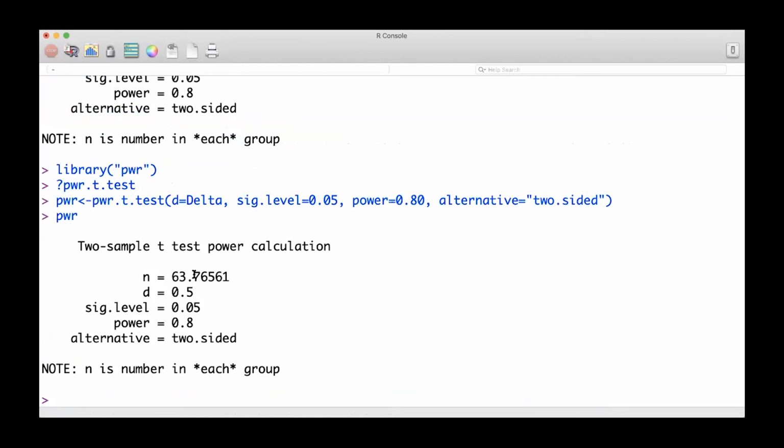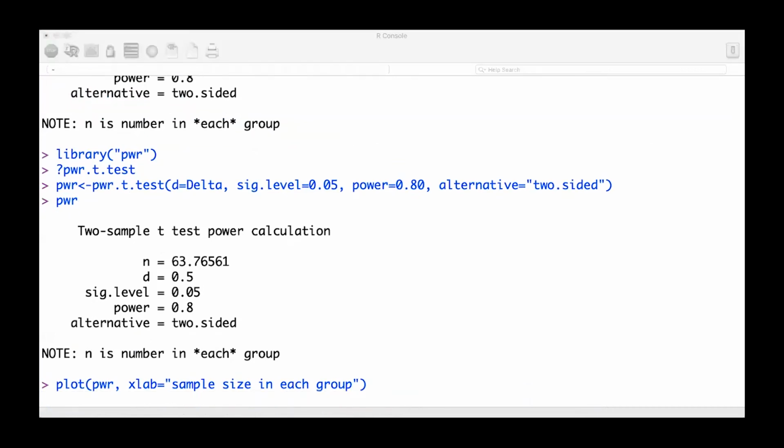So why use this? The reason is that we can plot the result, and it's the plot that makes this package and the resulting object much more flexibly used. So I can say sample size in each group. Remember, the n that we're solving for is the sample size in each group. So we need 64 subjects in each of the two groups.